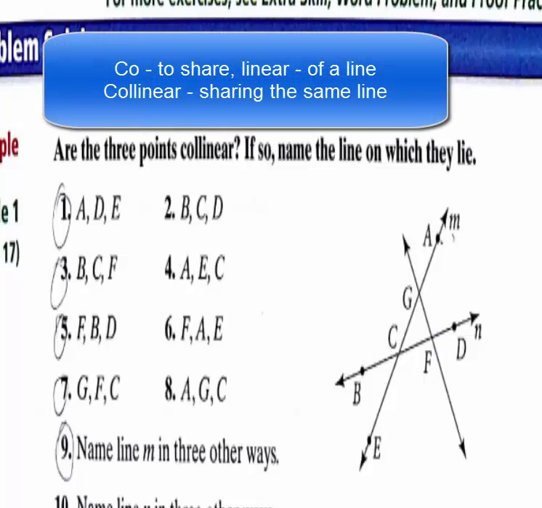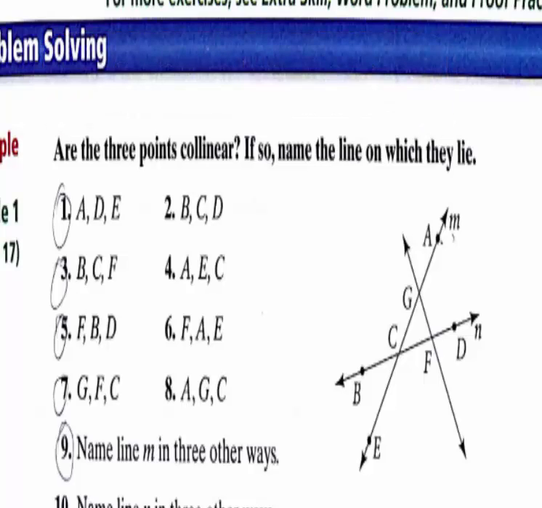Collinear, if you break it apart, the prefix is co, which means to share, and linear means of a line. So really, the question is asking, are the 3 points sharing the same line, or are they on the same line? I'll just pick one of the first 8. Let's go to number 4.